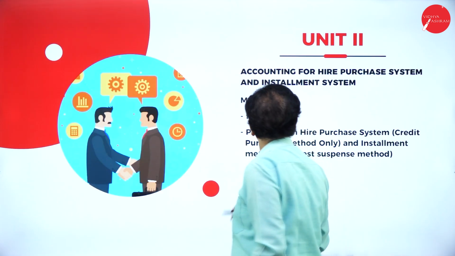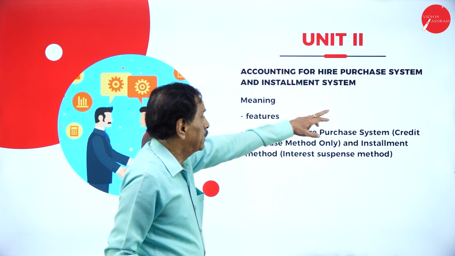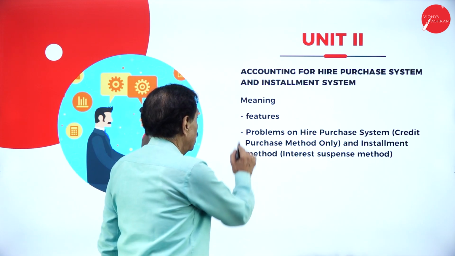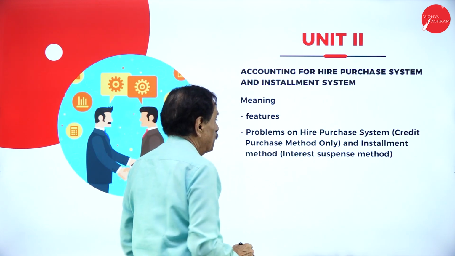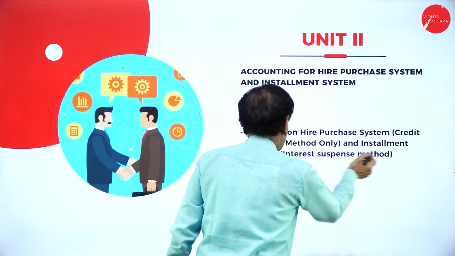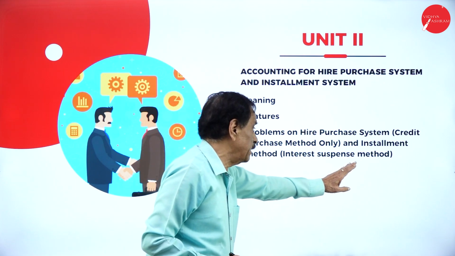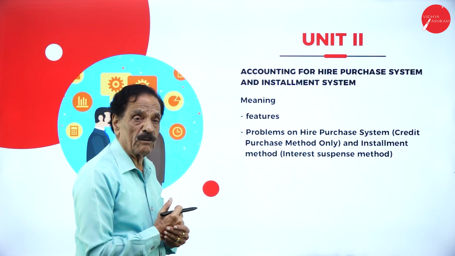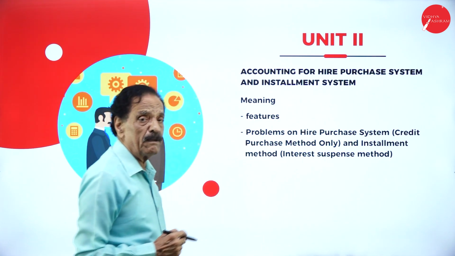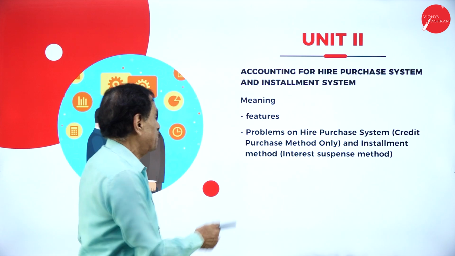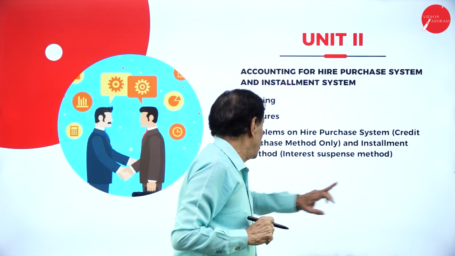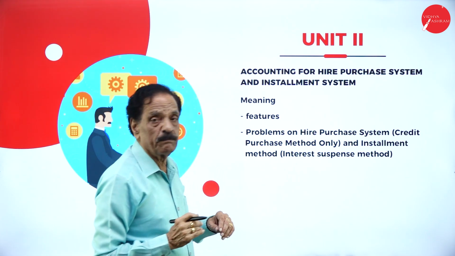Then we'll move on. Accounting for hire purchase system and installment system. Meaning of hire purchase, meaning of installment, features of hire purchase and installment, problems on hire purchase system, credit purchase method only, and installment method, interest suspense method only. So as per the University of Mysore, here in accounting for hire purchase system and installment system: meaning, features meaning characteristics, problems on hire purchase system, credit purchase method only, and installment method, interest suspense method only.